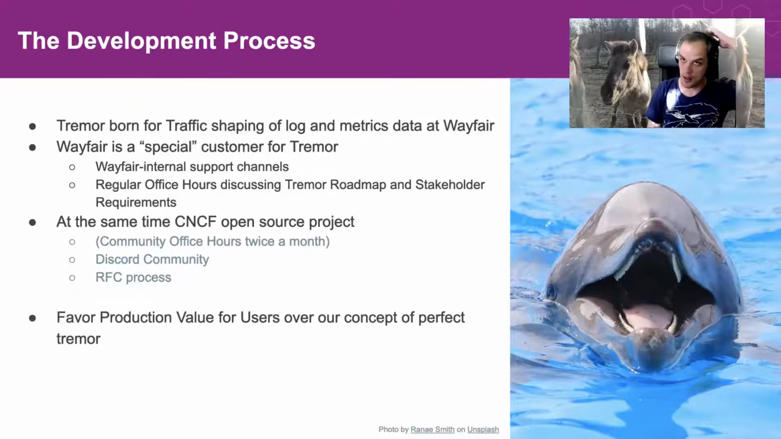So how we optimize for production here is that we favor production value for our current users over our concept of a perfect Tremor. So if we can have a quick win and make life easier or improve production for our users, this is more valuable for us than, I don't know.